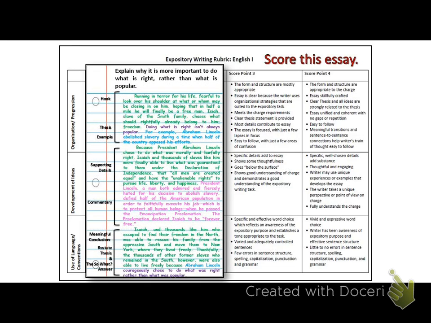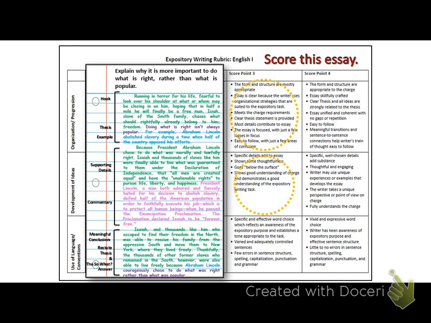Following the expository essay rubric, I know that I have at least a score point 3 or 4. Let's run it through and see what we have here. I'm going to give myself a score point 3 for organization and progression. I think I can do a little bit better with that, and I'm going to show you why in just a minute. I'm also going to give myself a score point 3 for the development of ideas. I did a great job, but I bet there's one or two things that I could probably fix to enhance it to a score point 4.